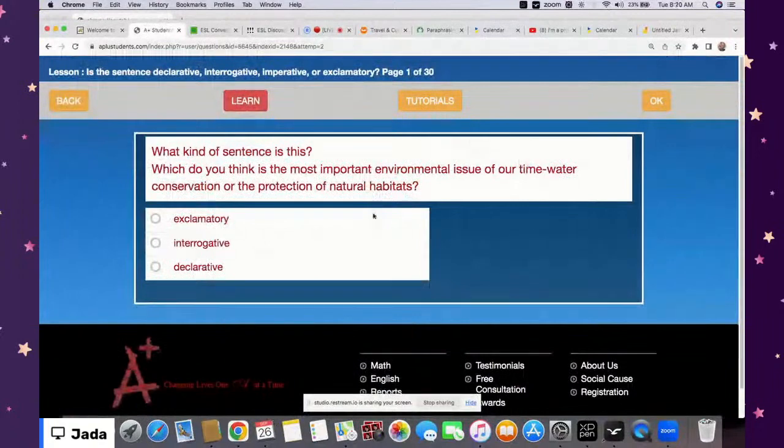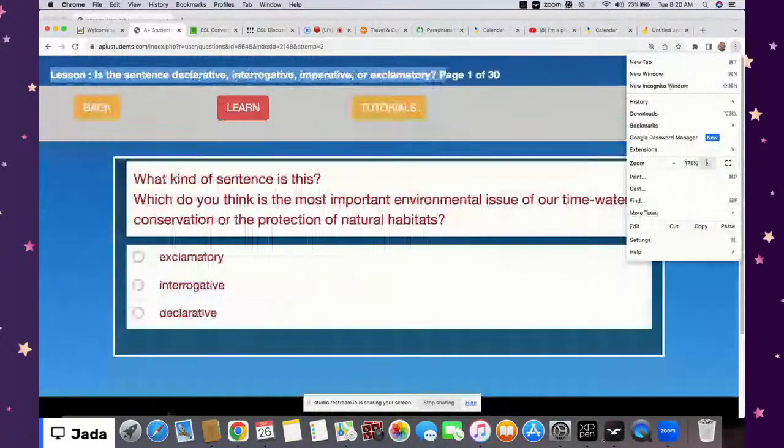Thanks. So the first one now says: which do you think is the most important environmental issue of our time? Water conservation, or the protection of natural habitat? So, is this one exclamatory, interrogative, or declarative? You can write on the chat and let's see. Let's make it interactive. So you tell me which one is the answer here.